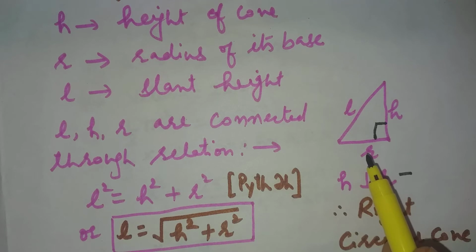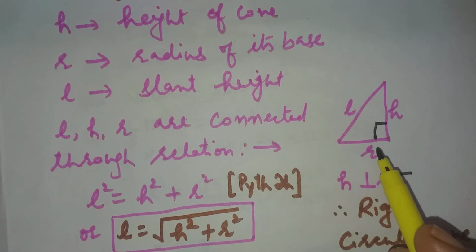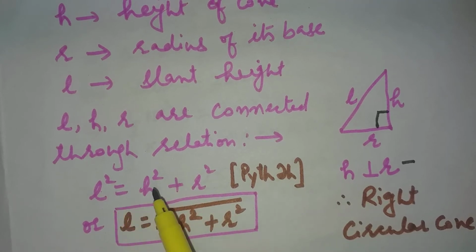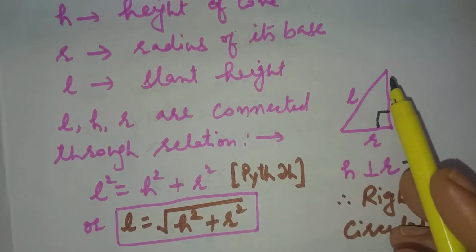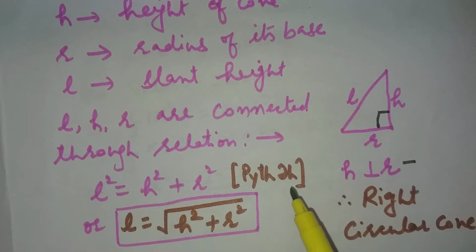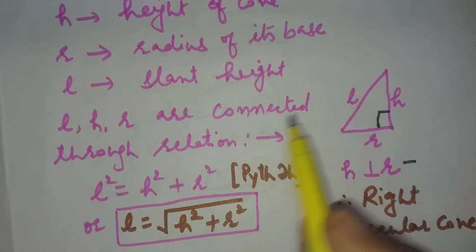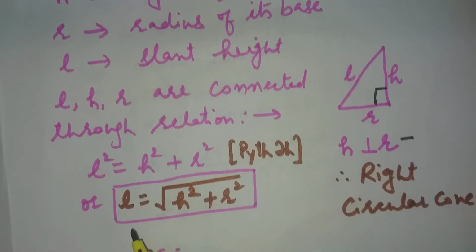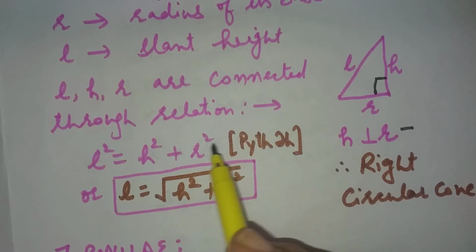Now, when H and R are perpendicular to each other, we get a right triangle here, whose sides can be connected with the help of Pythagoras theorem. All of you know, L will act as the hypotenuse, H as the perpendicular and R as the base. So by Pythagoras theorem, L square is equal to H square plus R square. Hypotenuse square is equal to base square plus perpendicular square. So through this relation, we can connect L, H and R. We can get the value of L from here. L will be the square root of H square plus R square.